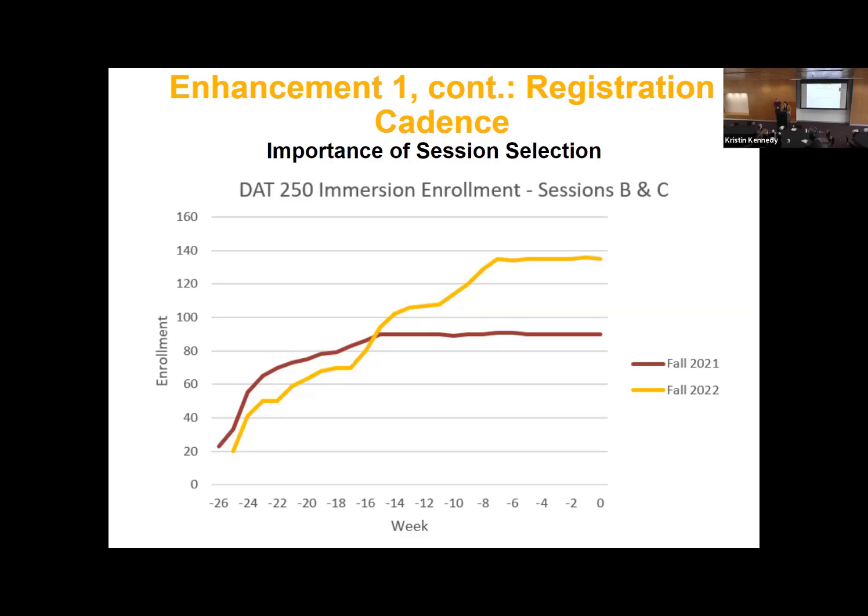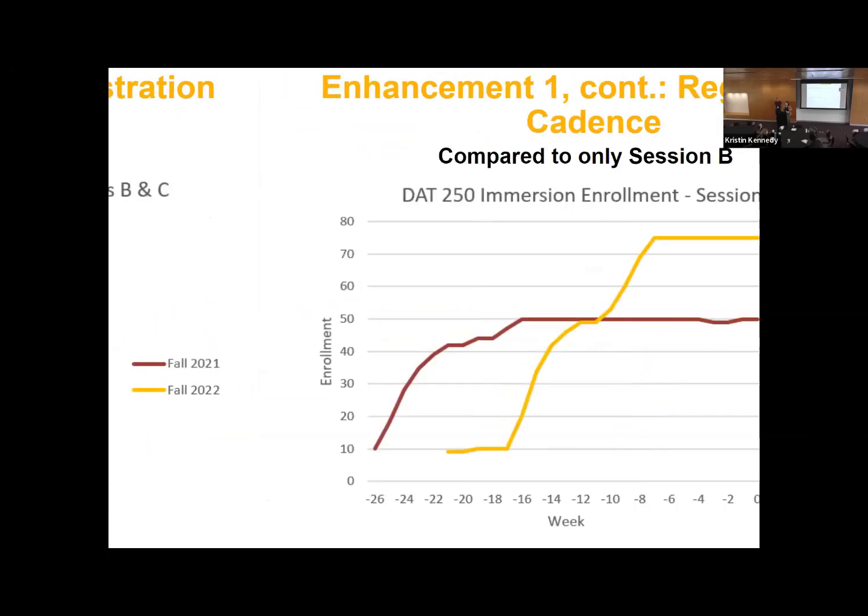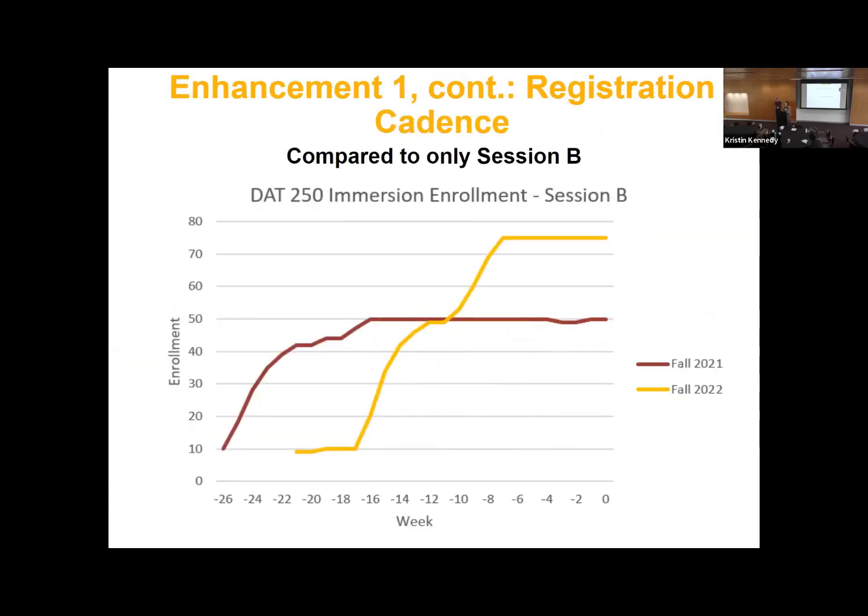But also, this graph has both sessions B and C in it for immersion. If you take a look at just session B, it actually looks quite different in terms of how it filled and those periods of when it experienced the most registration.